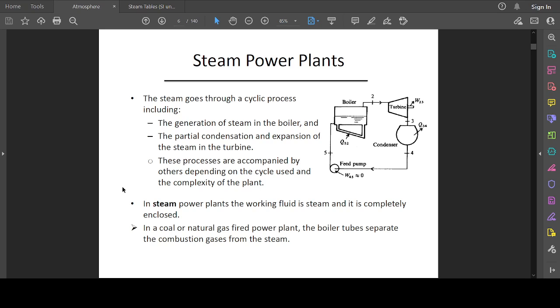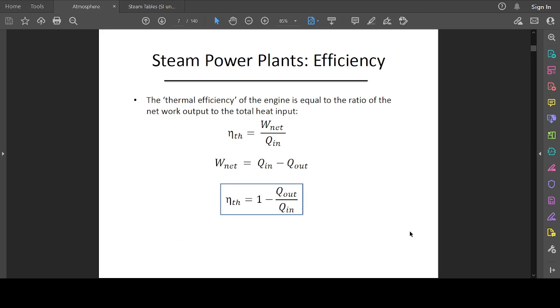So in the steam power plants, the working fluid is steam and it is completely enclosed. In a coal or natural gas-fired power plant, the boiler tubes separate the combustion gases from the steam. So the thermal efficiency of the engine is equal to the ratio of the net work output, okay, the work leaving the system as the working fluid does the work, divided by the total heat supplied to the system, okay.